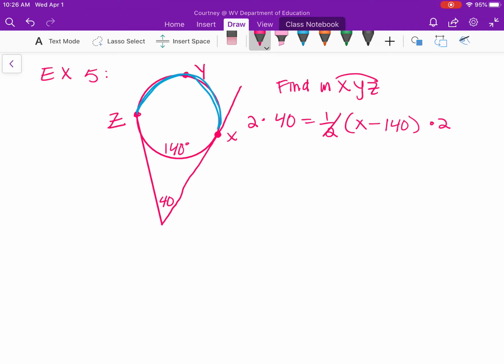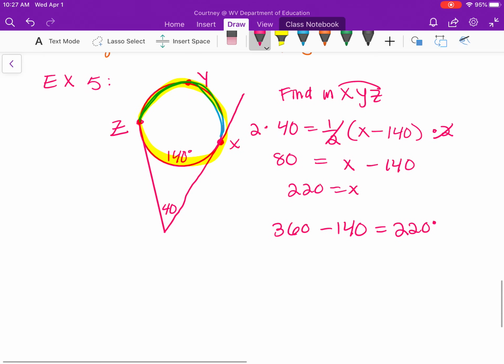So we multiply by 2, get rid of that. This would be 80 equals X minus 140. Add 140 and 220 is X. However, you can do it this way, but there's an even easier way. This is an entire circle, right? Which is 360. We know 140 is one arc, so the other arc is just 220. That's the easy way, but you can do it both ways, however you want.